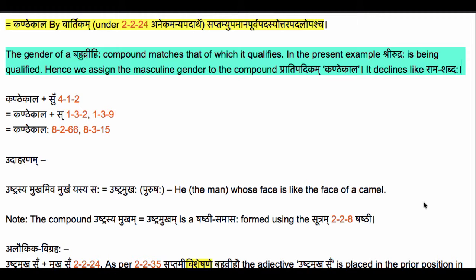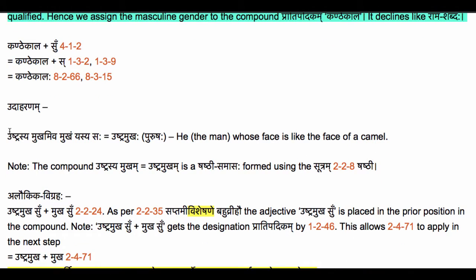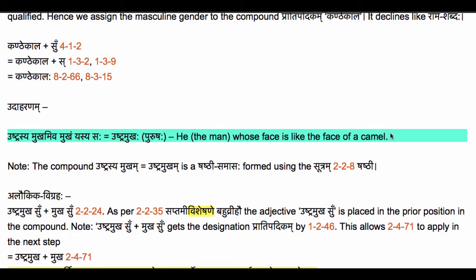Let us now take an example of a Bahuvrihi compound wherein the Purvapadam contains an Upamanam, a standard of comparison. The example here is Ushtrasya Mukham Iva Mukham Yasya Saha equals Ushtra Mukhaha Purushaha. He, meaning the man, whose face is like the face of a camel.